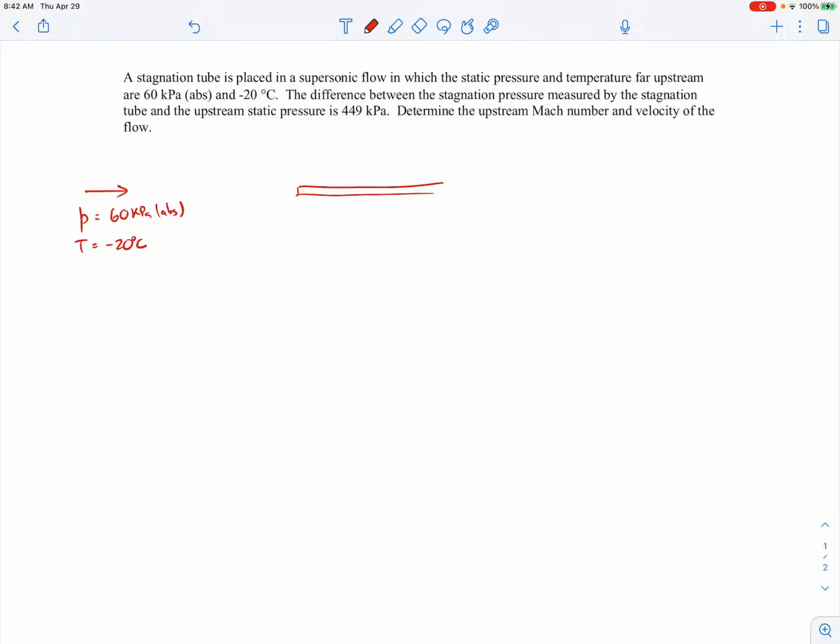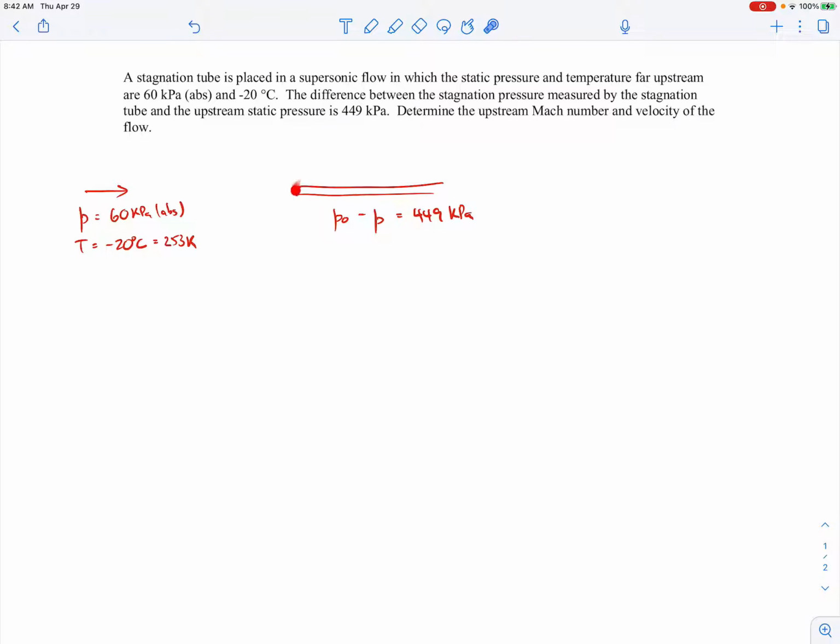So we'll convert that over to an absolute temperature. So that would be 253 Kelvin. And the difference between the stagnation pressure measured by the stagnation tube, so that'll be P naught, and the upstream static pressure, so minus P, is 449 kilopascals.